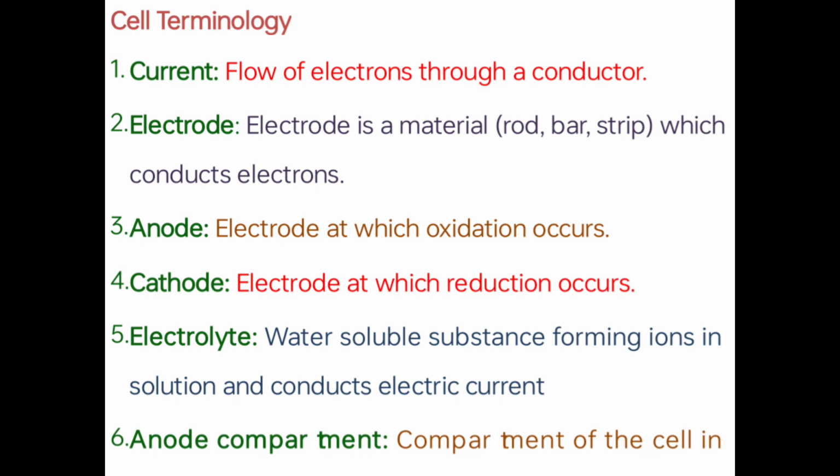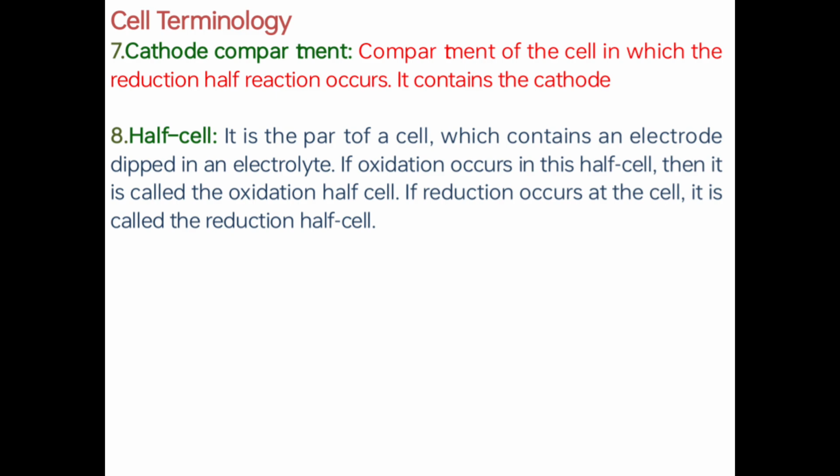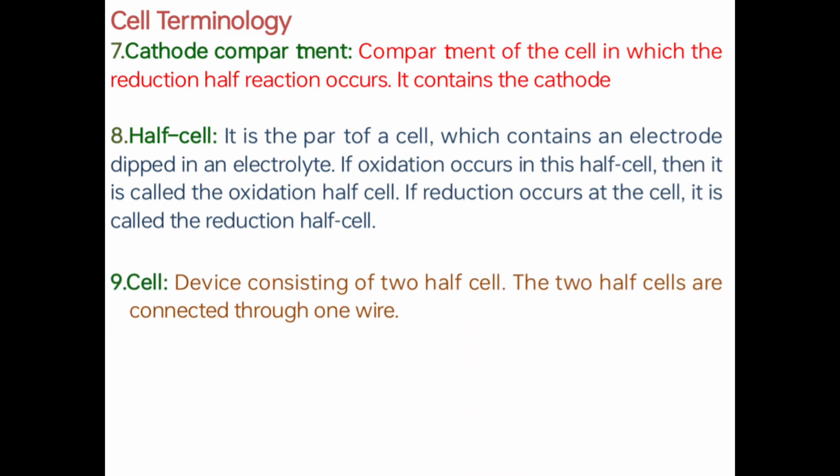Seventh one, cathode chamber: component of the cell in which the reduction half reaction occurs. It contains the cathode. Eighth one, half cell. It is the part of a cell which contains an electrode dipped in electrolyte. If oxidation occurs in this half cell, it is called the oxidation half cell. If reduction occurs in the cell, it is called the reduction half cell.